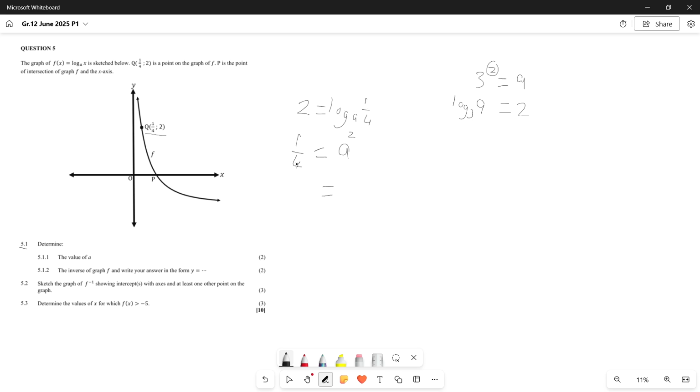So at this stage, if we square root both of these, we end up with 1/2 as the a value, and we are done. So therefore, we have log base 1/2 of x. This is our f of x graph.